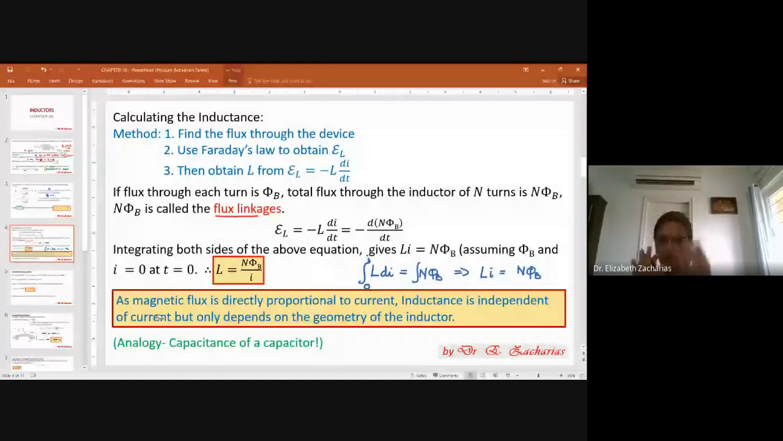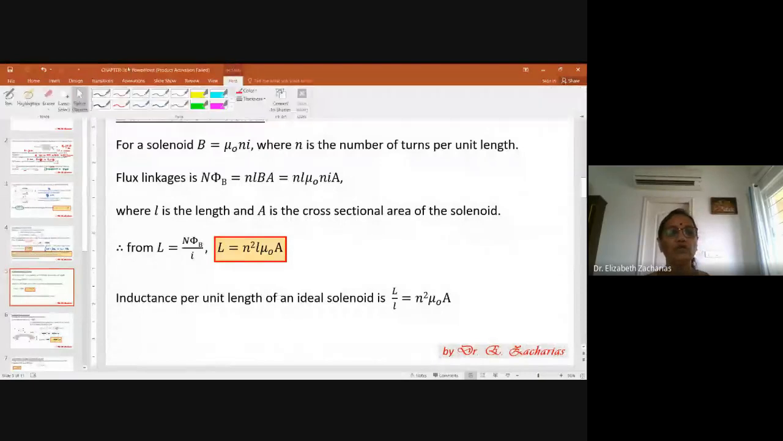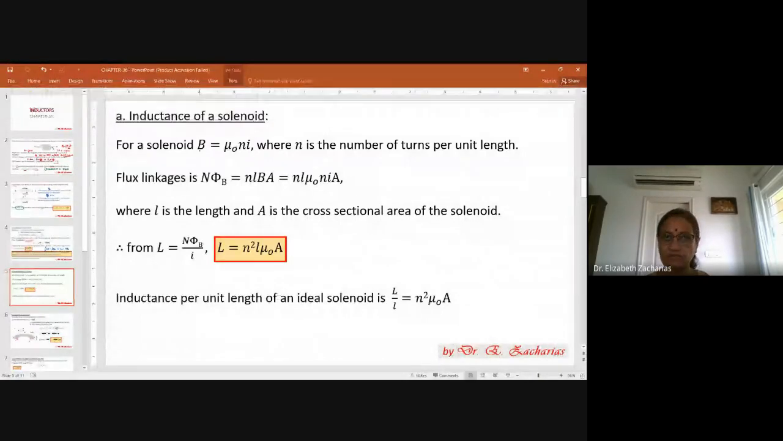Okay, now we got a general formula. Now we are going to do this for two specific inductors. One is going to be solenoid. Solenoid is similar to your parallel plate capacitor. So now let's see that. You have a solenoid, and inside a solenoid, the magnetic field is given by B is equal to mu naught small n I, where small n is the number of turns per unit length.